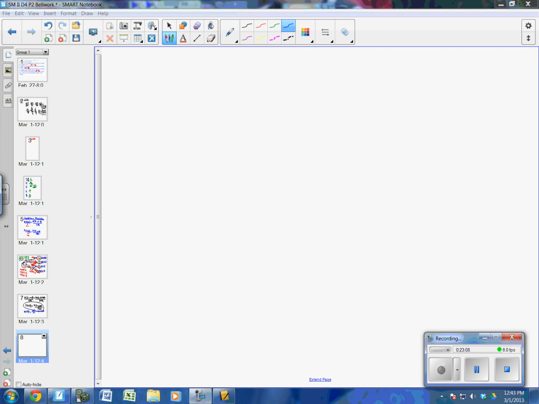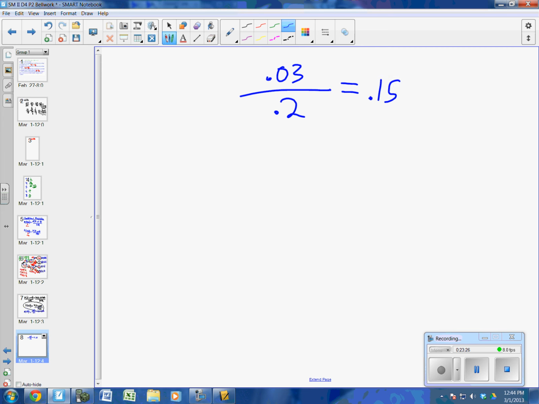Okay, what was the intersection on this one, you guys? Absent and Friday, which is what amount? 0.03. That's the top number, right? And I divide that by the given. What's the given? 0.2. If I put that in my calculator, I get 0.15, which is equal to 15%. There's my answer. Got it?